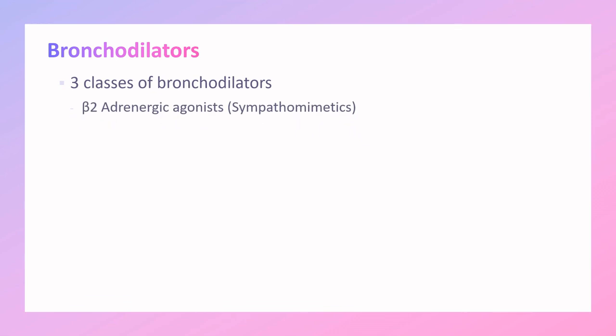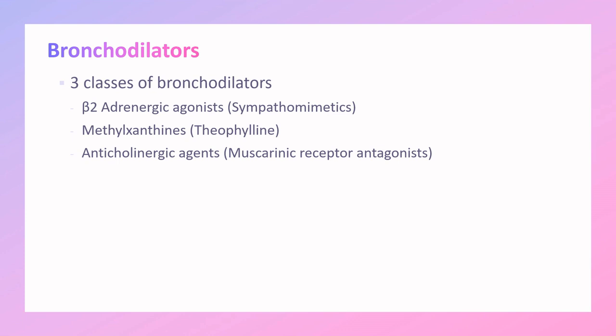So let us now have a look at what are the bronchodilators that we can use. Mainly there are three classes of bronchodilators. The first is the beta-2 adrenergic agonist or the sympathomimetics. The next that we have are the methylxanthines. Theophylline is an example. And the next group of drugs that we have are the anticholinergic drugs, which are the muscarinic receptor antagonists.